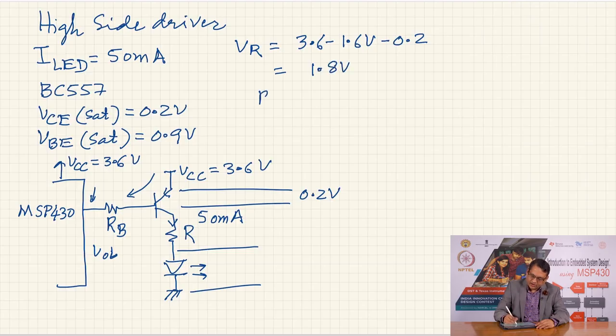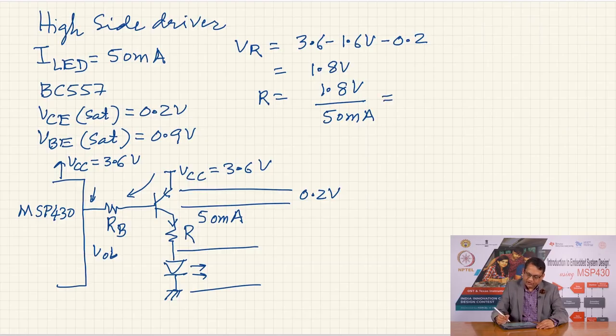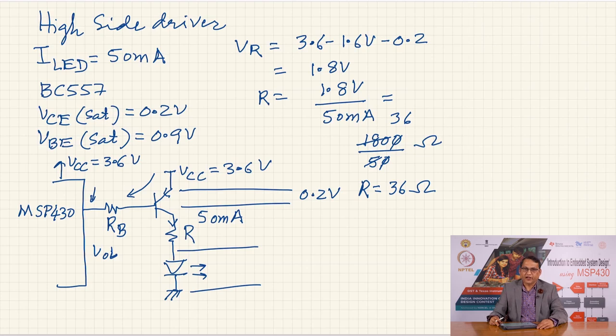is equal to the voltage across the resistor, and that is equal to 1.8 volts. And so, R is equal to 1.8 volts divided by 50 milliampere, and that will give me 1800 divided by 50 ohm. So, I will get a value of R equal to 36 ohms, and I can either use a standard value of 33 ohm or 39 ohms. So, let me say that I can arrange a 36 ohm resistor. This is what I am going to use for this resistor.